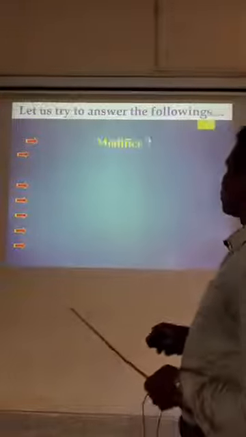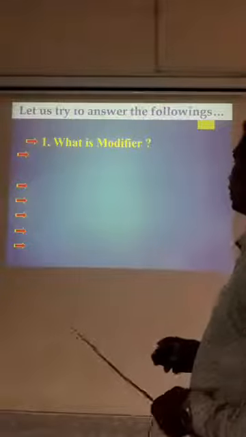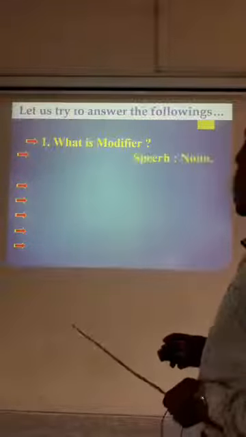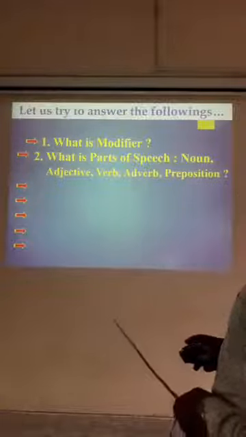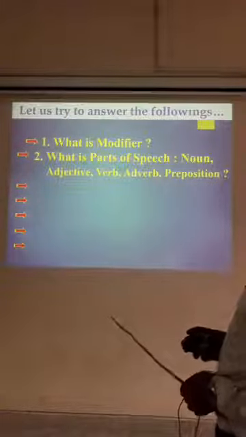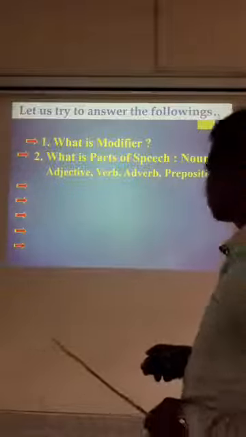Now, let's try to answer the following questions. If you are able to answer the following questions, then you will be able to know modifier very well. Number one, what is modifier? Number two, what are parts of speech? What is noun, adjective, verb, adverb, and preposition?